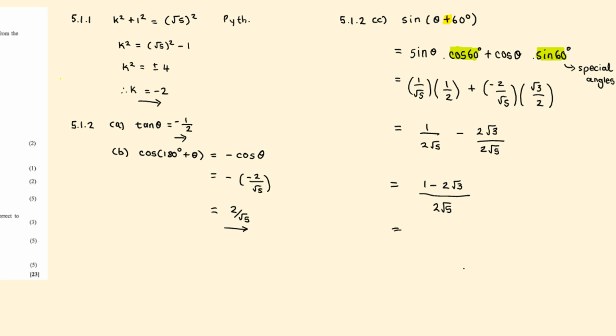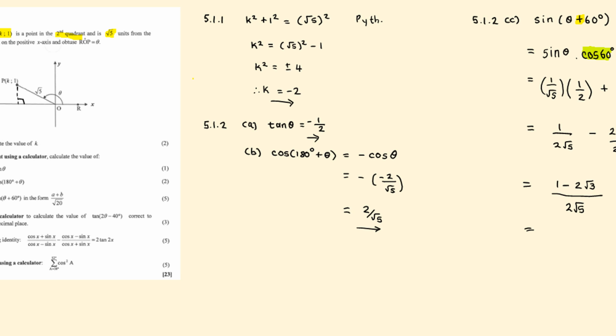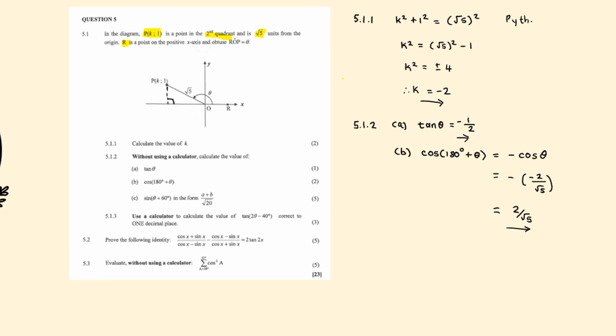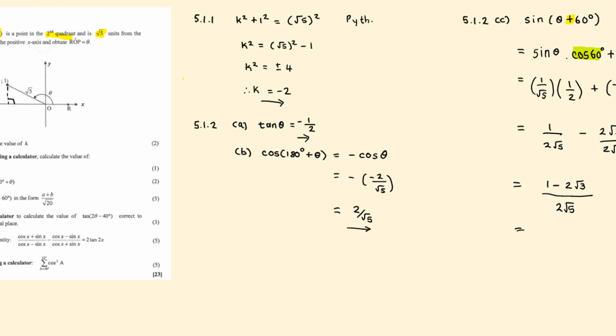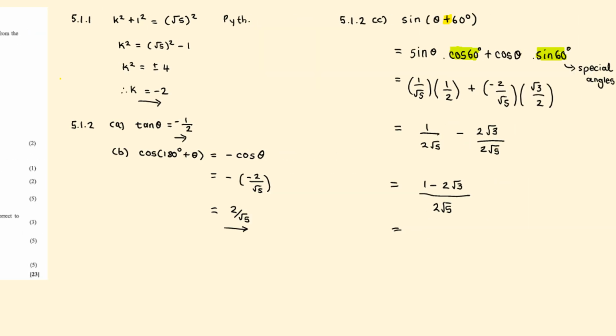However, the question asked us to give this in a specific form. They asked us to write this in the form a plus b divided by the square root of 20. So in order to do that, I'm going to change 2 back into a square root. This will give you 1 minus the square root of 4 times the square root of 3 divided by the square root of 4 times the square root of 5. Then we can multiply the contents inside the square root to make it into 1 square root. So 4 times 3 is 12 and 4 times 5 is 20. And there you go.